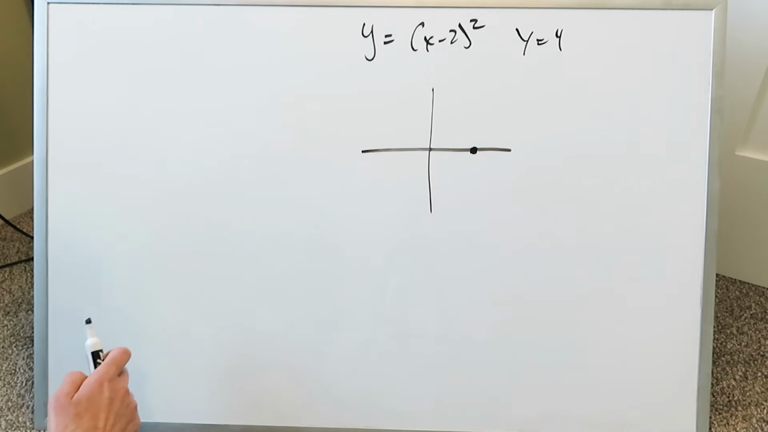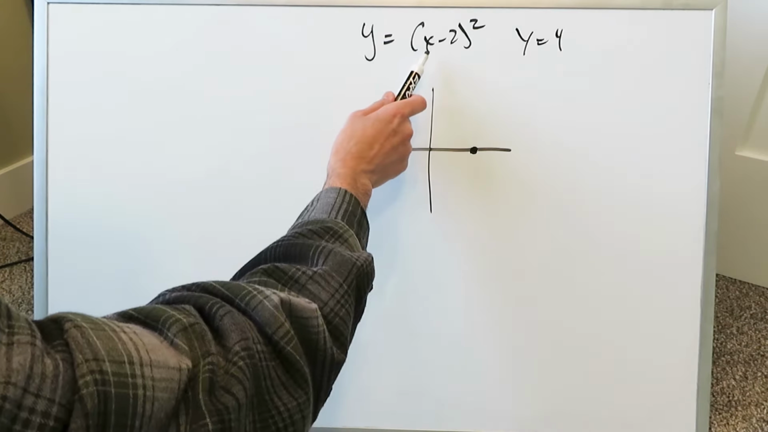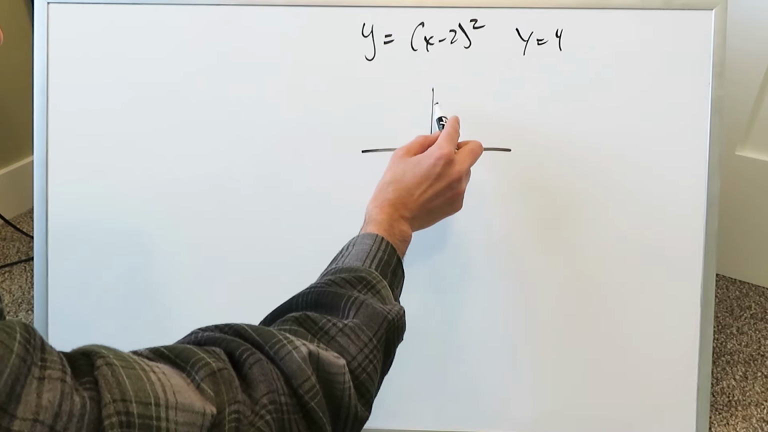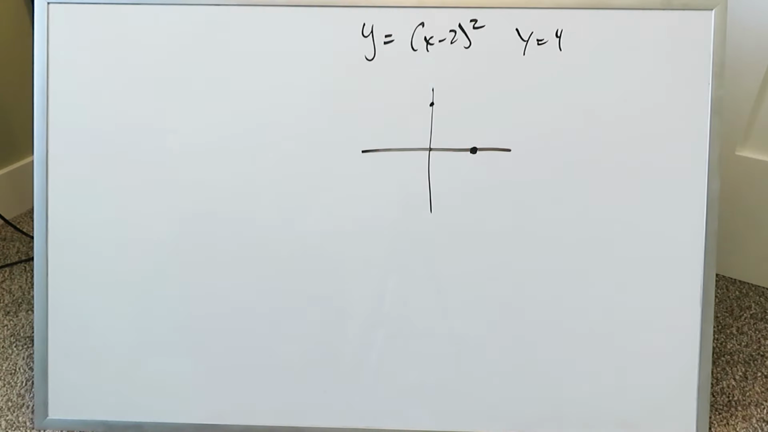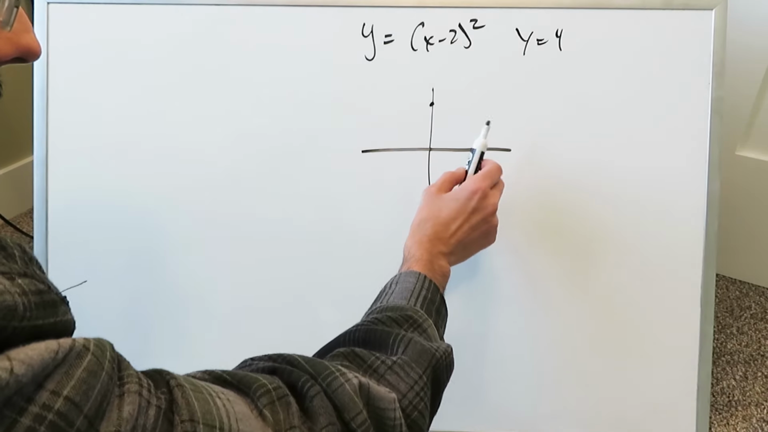If you wanted to determine a y-intercept, you can put 0 in place of x. You'll have y is equal to (0 minus 2) squared, which will be just a 4. Because it's a parabola, it will have a certain axis of symmetry, and it will have symmetry about that.